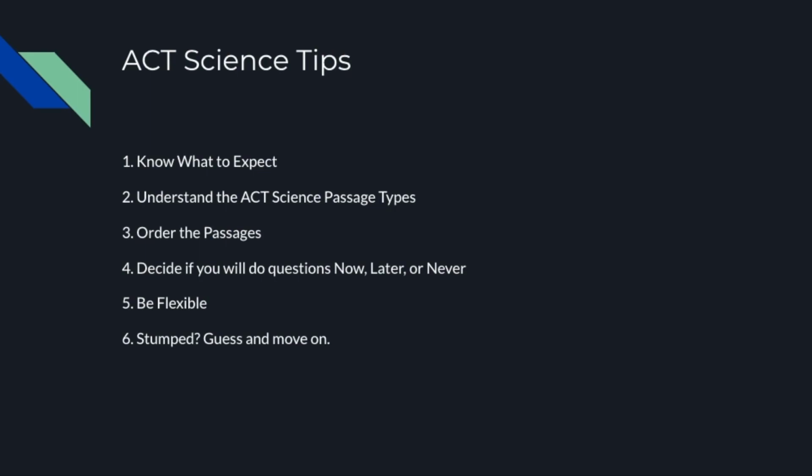So most of the questions can be answered from the information presented in the passages or figures, but be prepared for 3 to 4 questions that require outside knowledge. You should be able to look up data and trends on this test, make predictions, and synthesize information. Okay, so understand the ACT science passage types. This is number 2. So all of the science passages fall within 3 categories.